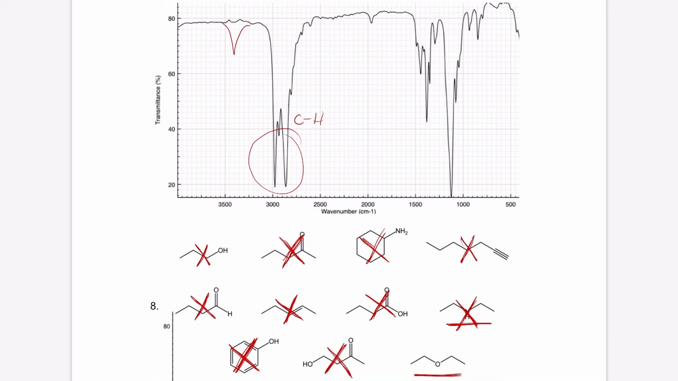To confirm that this is an ether, we would see a carbon-oxygen stretch around 1000 to 1150 wave numbers. So I know that's in the fingerprint region, but we definitely have this band that's around 1150, which is our carbon-oxygen single bond stretch. And that's how I know that question 7 is going to be our diethyl ether.